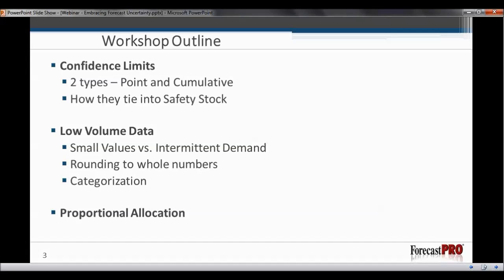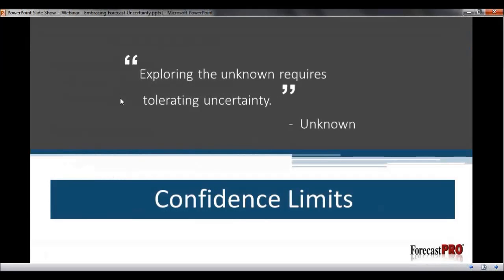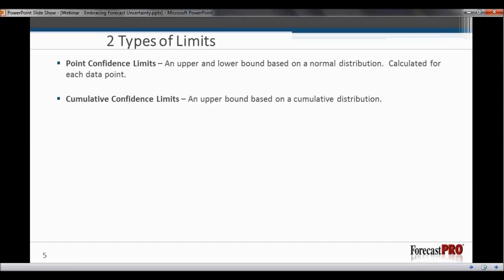Okay, so with that said, let's start with our first topic, which will be confidence limits. When we're talking about confidence limits within Forecast Pro, there are actually two distinct types: point confidence limits and cumulative confidence limits. The point confidence limits give you an upper and lower bound around your forecast. Some people would call it a forecast range. At each point in the future, it will calculate the range around our forecast, with an upper and lower limit.